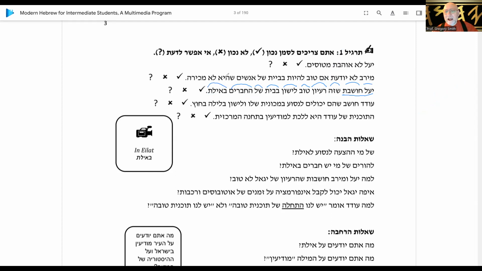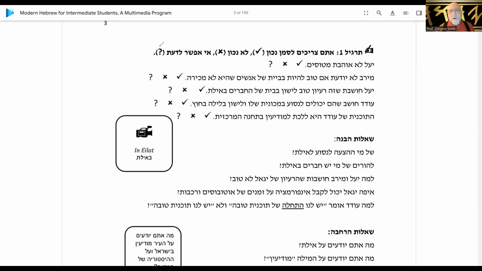So basically we have to go up there, and I think this one right here we already read, and we put it as nachon. Remember that? Yael lo ohevet metusim. So Yael does not like flying, does not like planes. So we're going to go up here to our reading section and find out if Yael is the one who thinks it's a good idea to stay at the friends of the parents' house in Eilat.